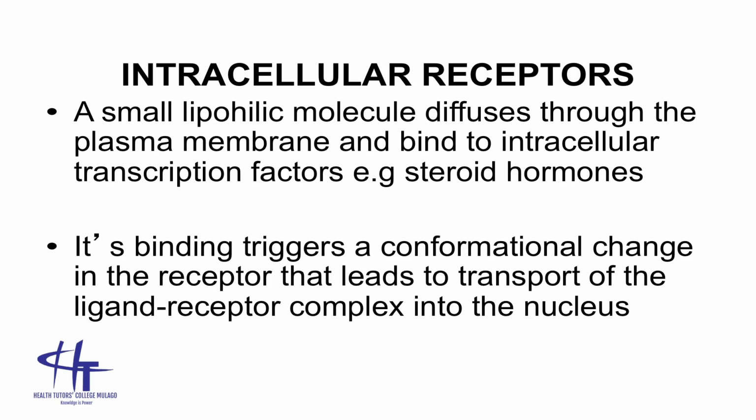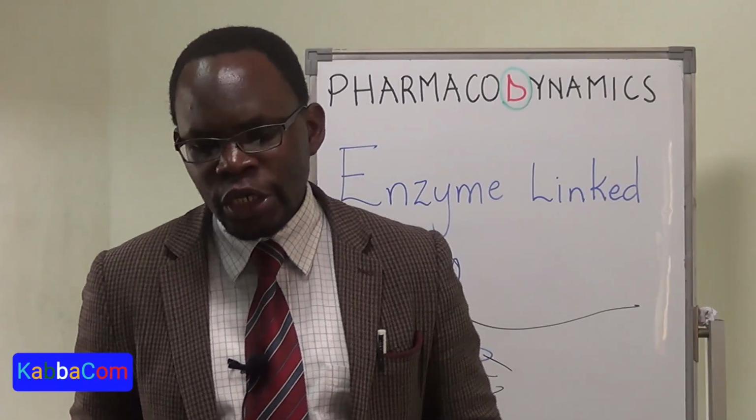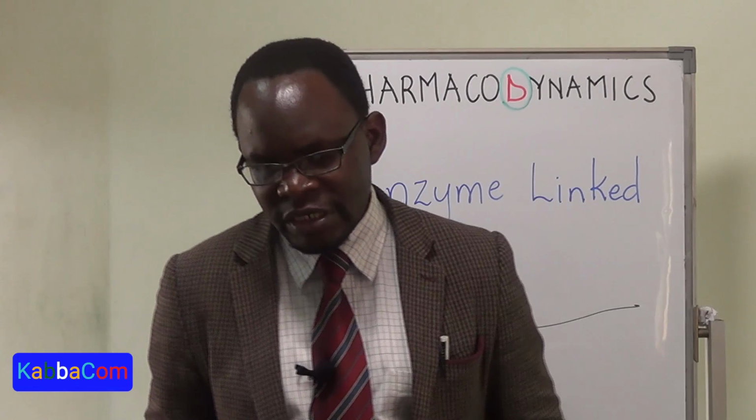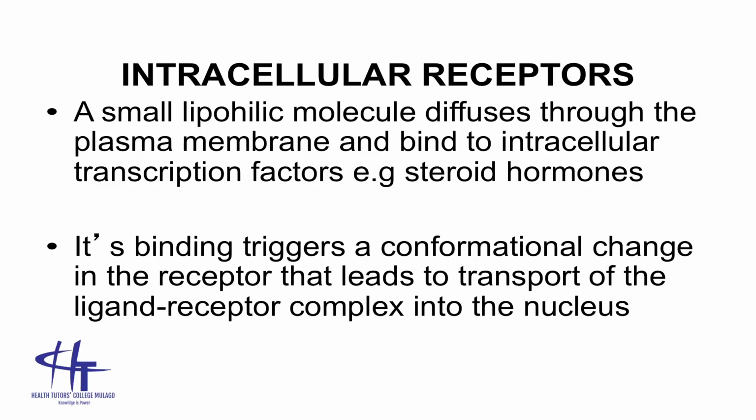Why is it lipophilic? Remember we said lipophilic molecules easily traverse the cell membrane. So it diffuses through the plasma membrane to bind to what we call the intracellular receptors. And of course, they've given us examples as steroid hormones. Now, its binding basically triggers a series of conformational changes within the receptor that leads to changes within the cell. These changes might be transcription changes, further changes for protein synthesis and all that. So basically that is how intracellular receptors work.